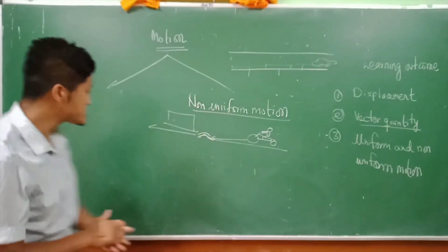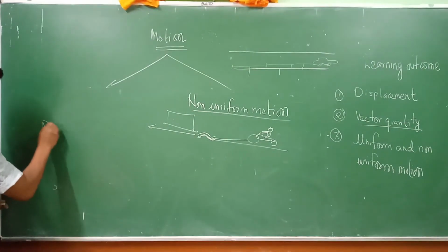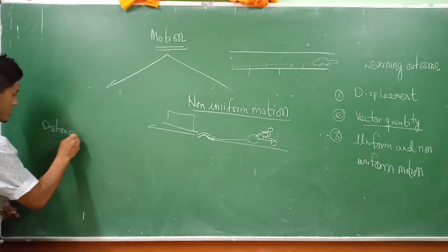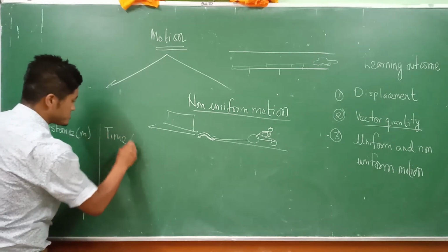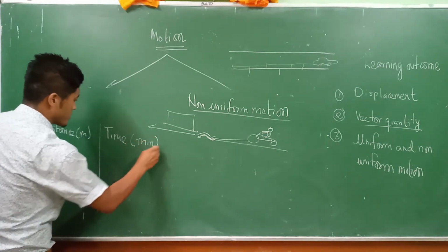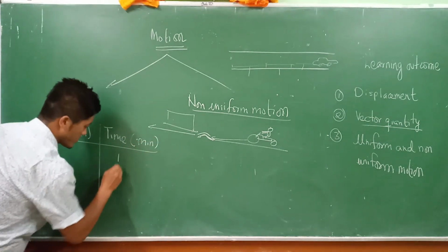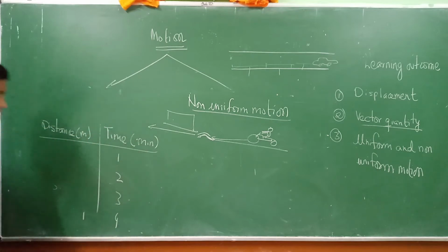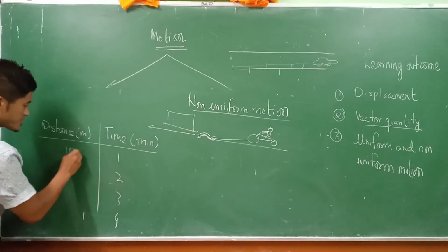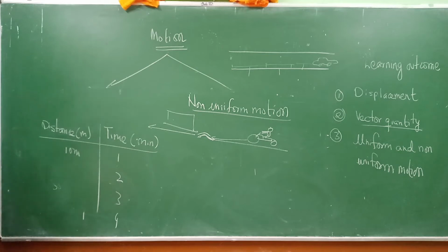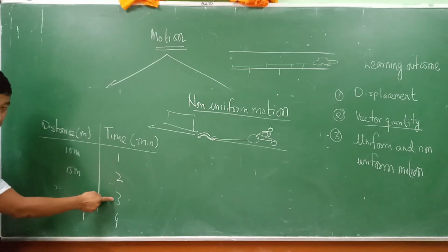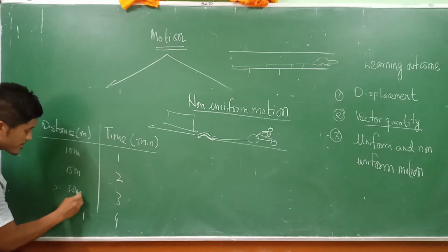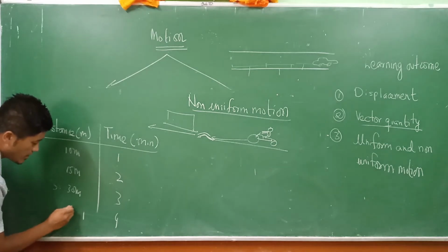non-uniform motion. That means here, distance we measure in meter, and time, 1, 2, 3, 4. Right? In 1 minute, this particular car or bike covers a distance of 10 meter. In the next minute, he did 15 meter. In the next minute, he took 30 meter. In the next one, he took, let's say, 60 meter.